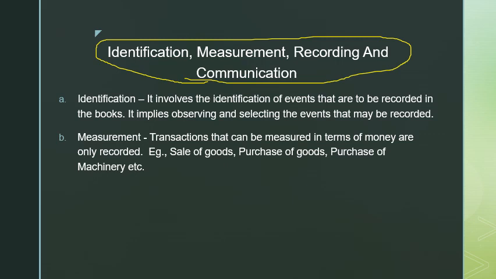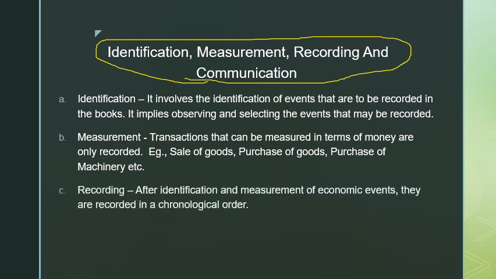Second, measurement. As we have seen in our definition, accounting records all transactions in terms of money. So all the transactions that can be measured in terms of money are only recorded. All other non-monetary transactions are ignored in accounting practices. In account books, non-monetary transactions cannot be recorded. Only monetary transactions, for example, sale of goods, purchase of machines, payment of salary, payment of expenses, etc. Whenever there is some money transaction, it can be recorded in accounts.